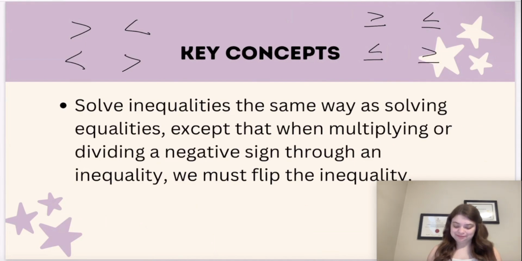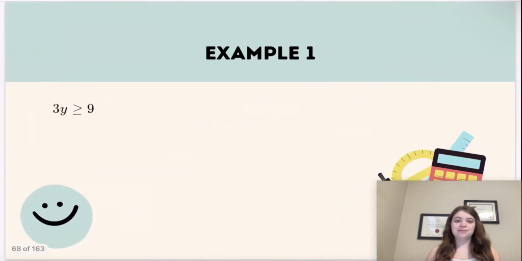So let's dive in. Here's the first example. 3y is greater than or equal to 9. Now the goal is to get y by itself on the left and everything else on the right. So what I want to do here is take this 3y and divide both sides by 3, right? Because what's the opposite of multiplying 3 by y? Well, that would be dividing by 3. And so I'm going to divide both sides by 3.